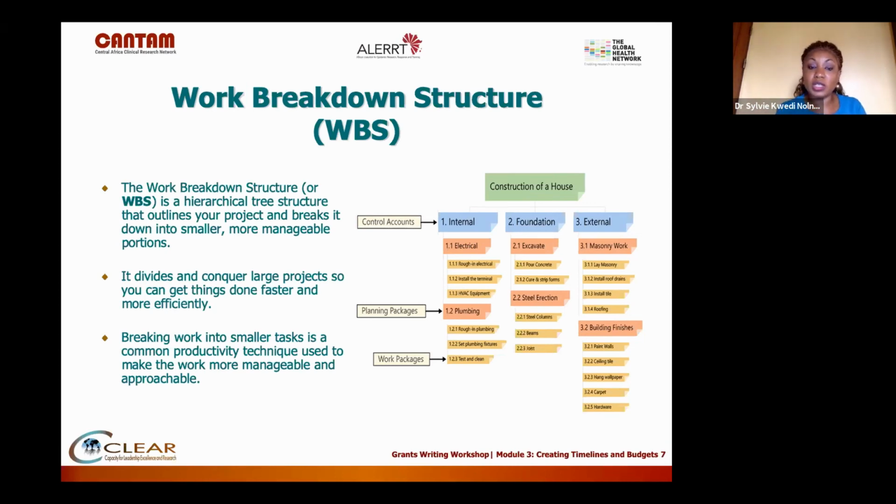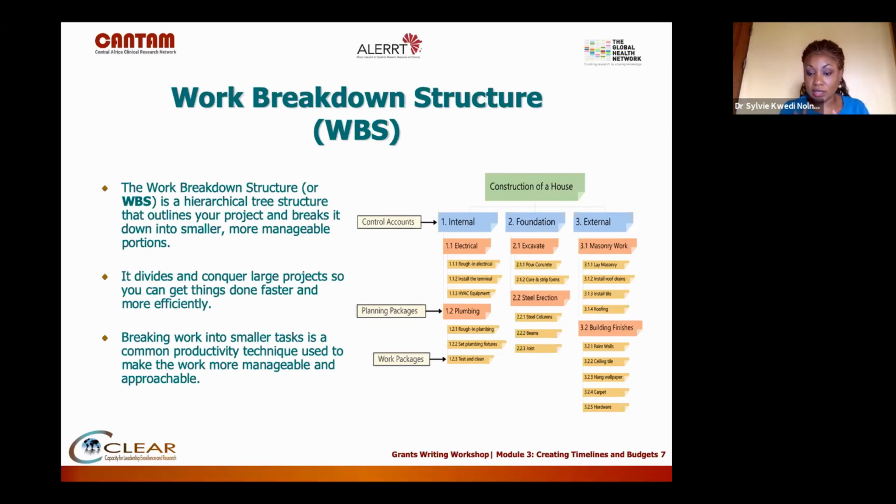So before actually even putting the timing on activities, first break it down so you know what needs to be done in terms of activities. That way you can see it a little bit more easily and you can be more effective. And in the end, it would actually make you more productive as you are realizing your timeline.